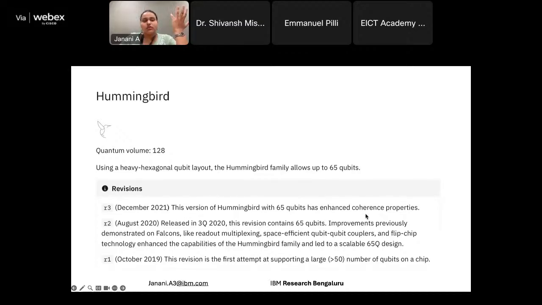Now this improvement was previously demonstrated on Falcons, but you also had more technological improvements. When you scale the qubits, it's not just about adding more qubits. While you're increasing the qubits, you still have to make sure you're able to implement 2 qubit gates between different qubits. You have to be able to cram that many qubits into this chip without disturbing the overall layout, and because you're putting all this in proximity, it shouldn't cause any issues. These are all things you have to take care of. So the final version has enhanced coherence properties.